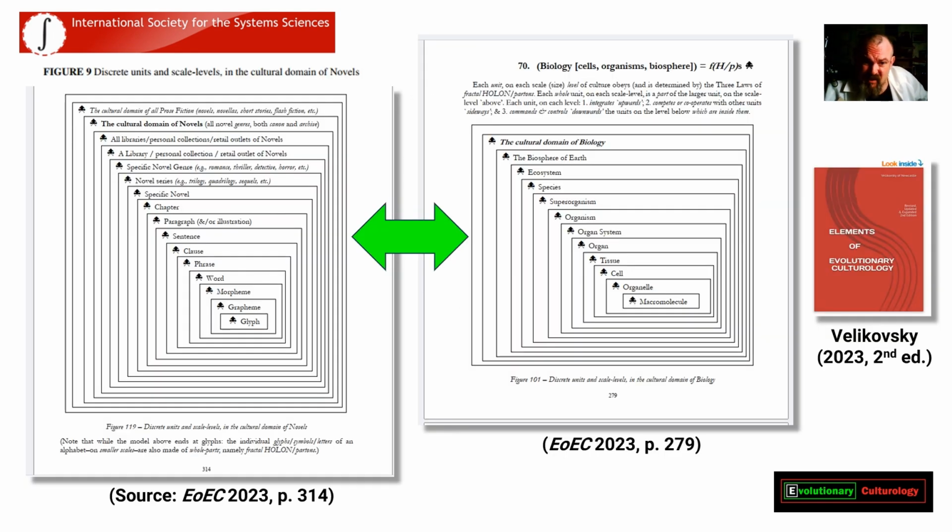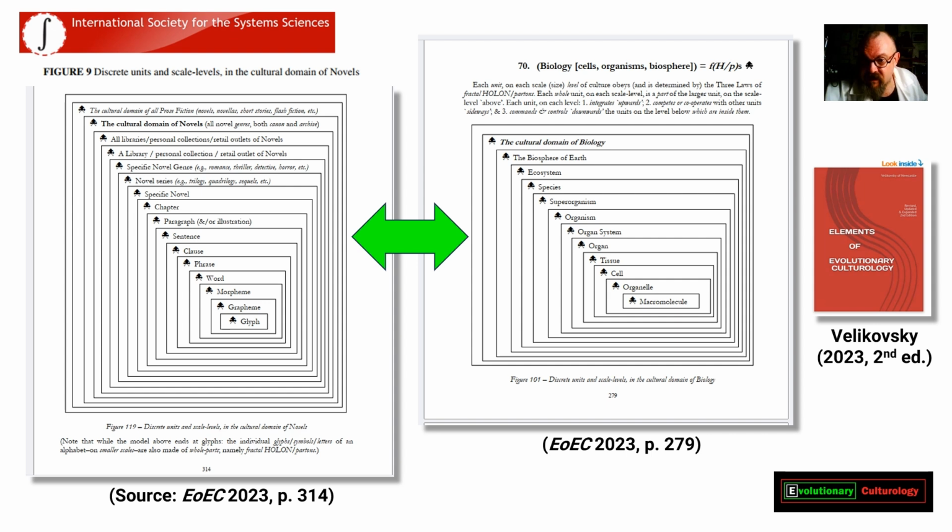What do we got here? We're comparing figure 9. I'm going to have to get my glasses for this. Put some lenses on. What do we got? Figure 9. Novels, yeah. Anyway, there it is there on the screen. Discrete units and scale levels in the cultural domain of novels. That's from Elements of EVCult, page 314. And then you can compare that to biology. It's all just fractal holon partons.